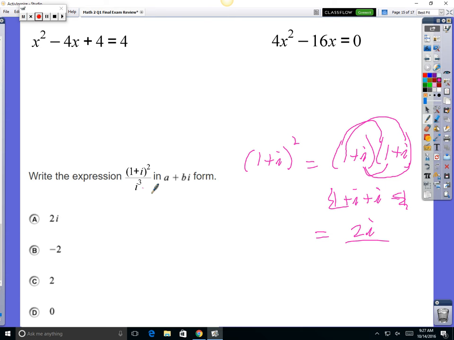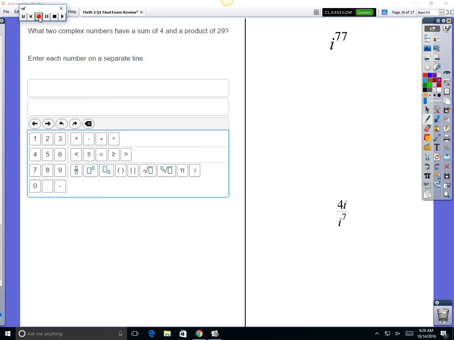Okay, and on the bottom you got i times i times i. So you got i cubed, and that is a minus i. So you got 2i over a minus i, and an i on top and an i on bottom will divide out. So you have 2 over a minus 1, which is a minus 2. Okay, I'm going to save this one.